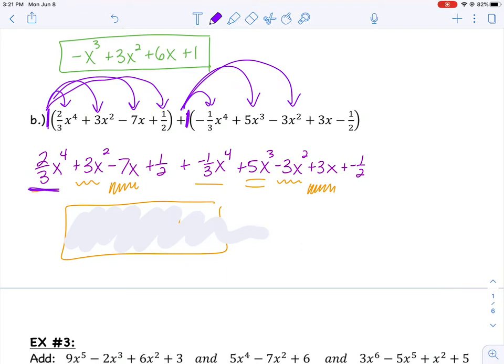So I notice here I have a 2/3 x to the 4th and a negative 1/3 x to the 4th. Those are like terms because they both have x to the 4th. Remember, when we add and subtract, we do nothing with the exponent, but we combine our coefficients.